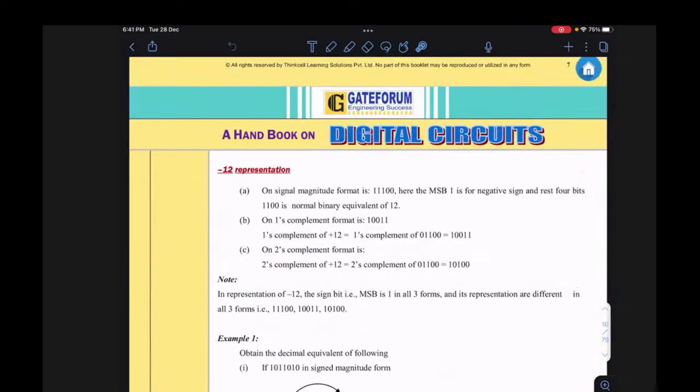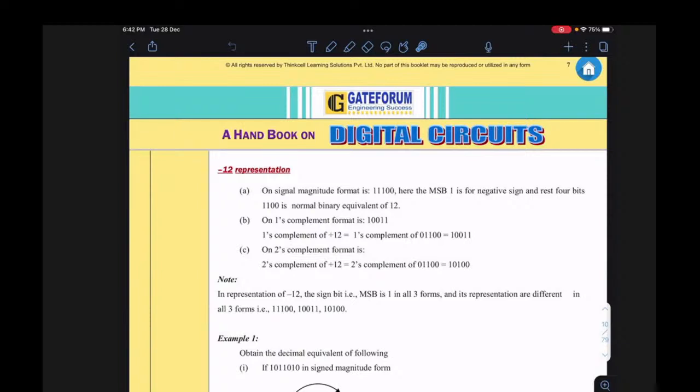So how do you represent minus 12 in all the possible formats? One is the sign magnitude form, one is the ones complement form, and one is the twos complement form. First, sign magnitude. For 12, we write 1100, and if I put a minus sign, I put a 1 in front. That's all. So out of this 11100, 1100 is for 12 and the MSB 1 is for minus.